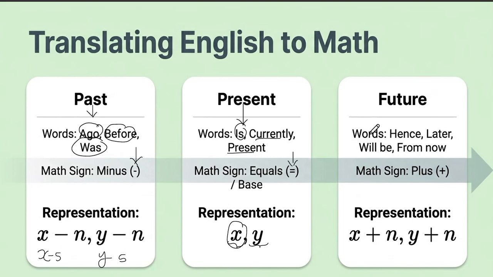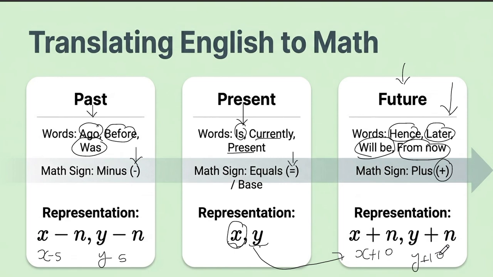Okay. And the future, so future means words like hence, later, will be, from now. So whenever words of this type come, we have to do plus sign in the present age. For example, 10 years hence or 10 years later, 10 years from now. In that case, we have to add to the present age. For example, x plus 10, y plus 10, and so on. Okay, let's start with the question.